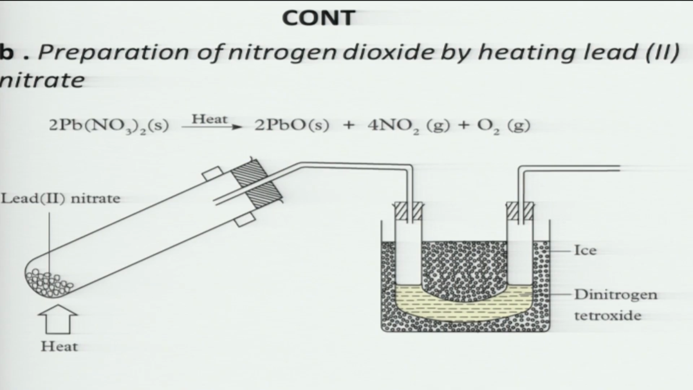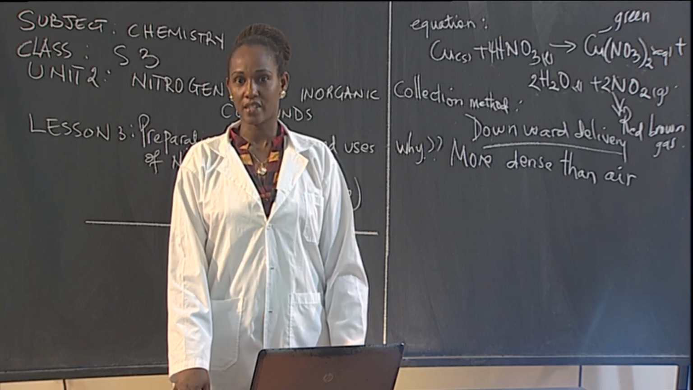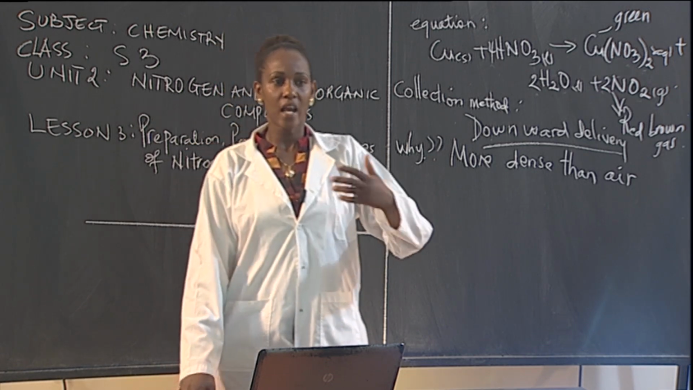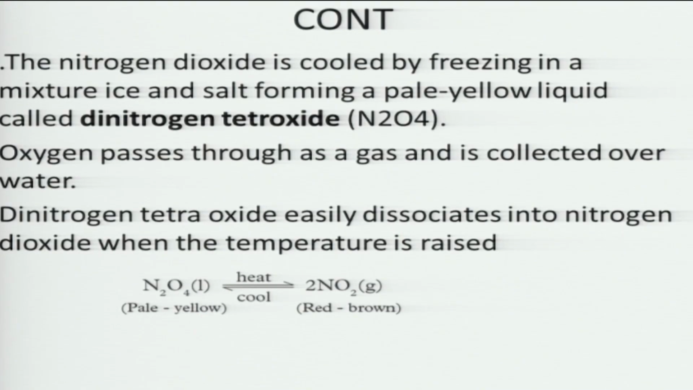When you cool it, you form dinitrogen tetroxide. So when you form dinitrogen tetroxide, as in the equation you see below there, when you raise the temperature, it decomposes to give nitrogen dioxide, or it dissociates into nitrogen dioxide. All right?